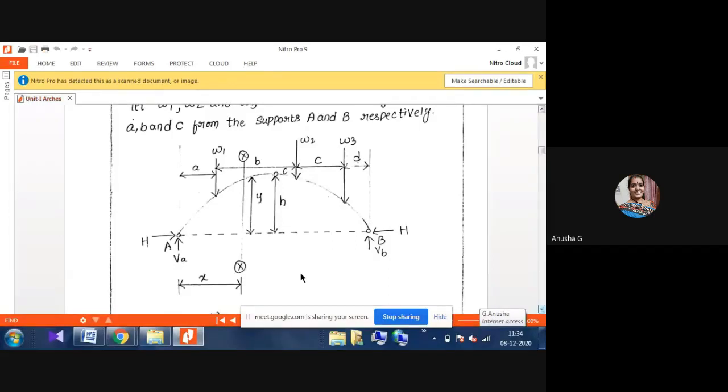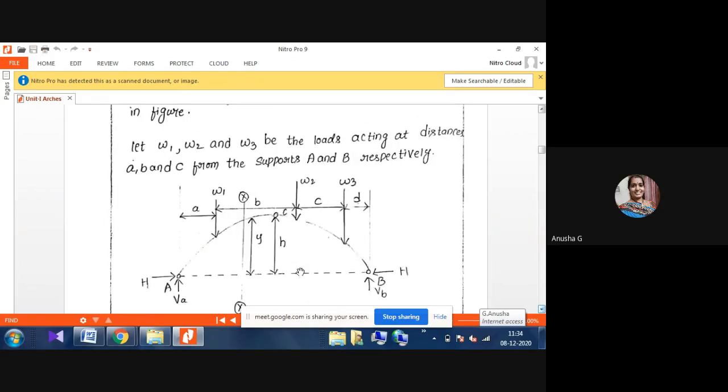This is our given figure and given arch. For this arch, we have to find the maximum bending moment. To find it, first we consider that there will be a maximum at a section X. At that section X, we have to find Y. But the crown height H is already given here. Now we'll see step by step.